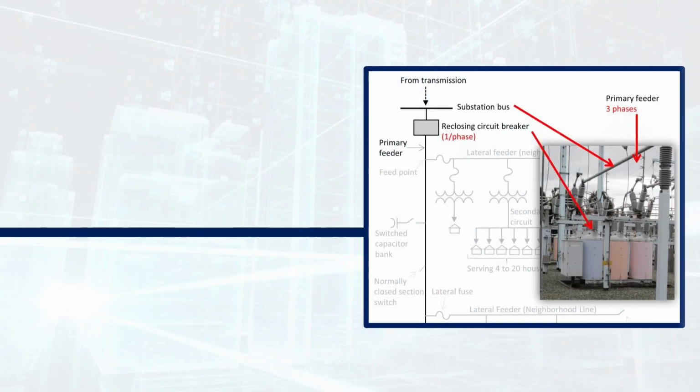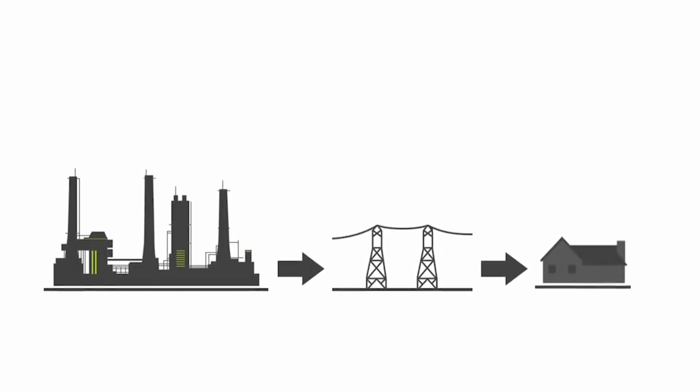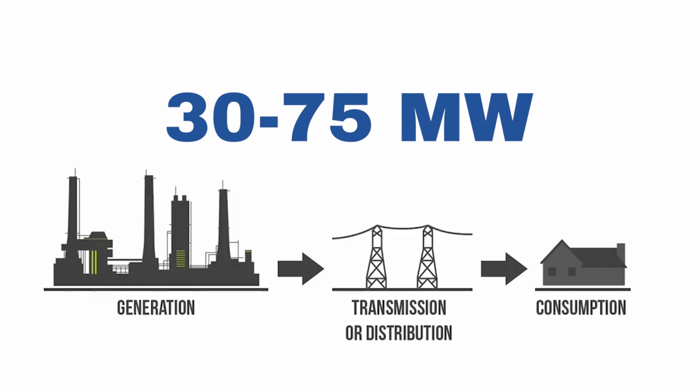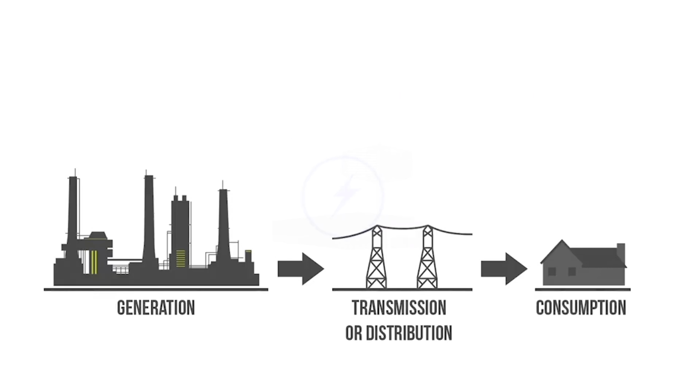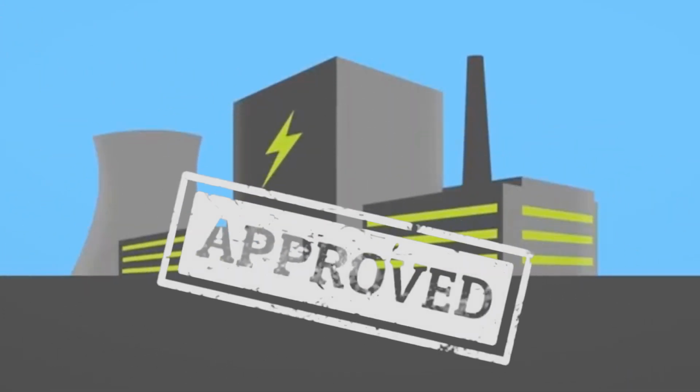Utility companies have the option to upgrade the circuit by reconductoring it to increase its available capacity. Ideally, when there's a site close to a substation that feeds 3 to 8 distribution circuits and offers available capacity between 30 and 75 megawatts, it becomes possible to consider a larger capacity OR system. This system can be sized to match the available substation capacity or even a portion of the existing load capacity, if approved by the utility company.